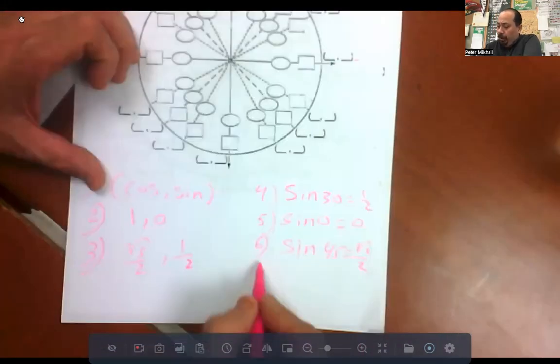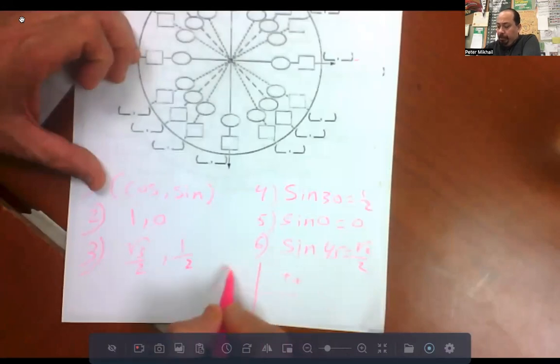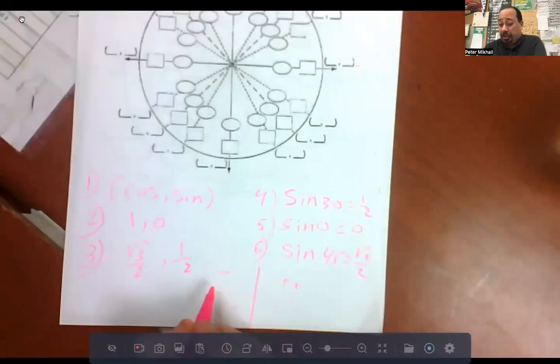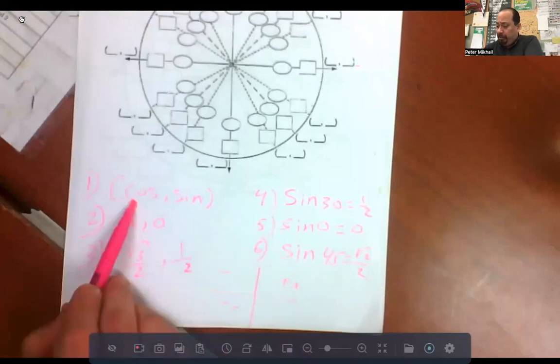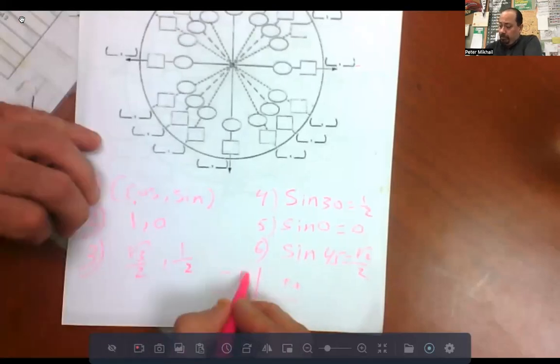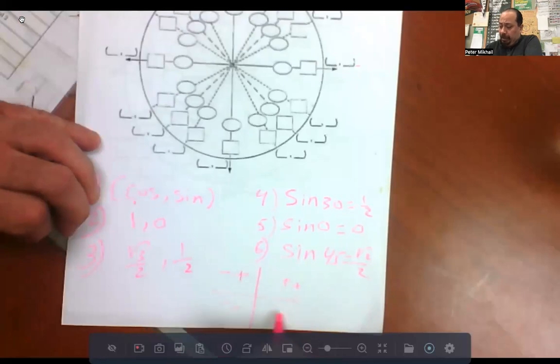Lastly, the 4th quadrant: cosine is positive, sine is negative. The negative here is the y, sine, and the positive is x, cosine. Remember, cosine is written first.